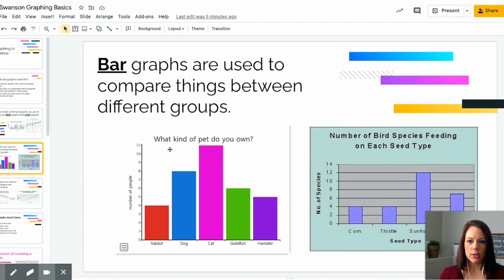So you can see here it says, what kind of pet do you own? This is more of a survey, and it's showing the different types of pets and counting how many people have each of those types of pets. Same thing over here. We've got types of seed and the different number of species. So we're comparing items between different groups.